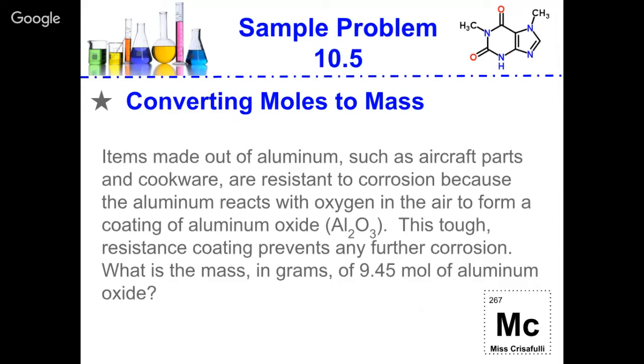Now, before we continue with this problem, I need you to make sure you have your calculator out, your periodic table out, and your notes, of course, because we always write sample problems down because we know that Ms. Christopoli is going to ask us problems very similar to this right after.